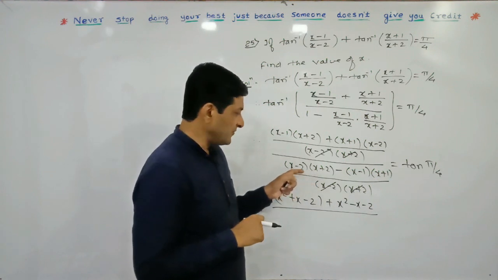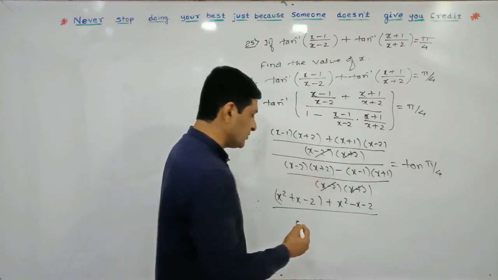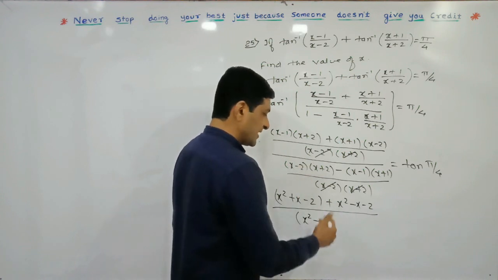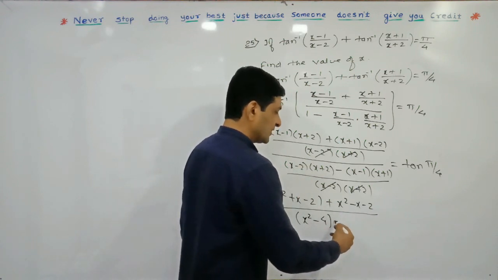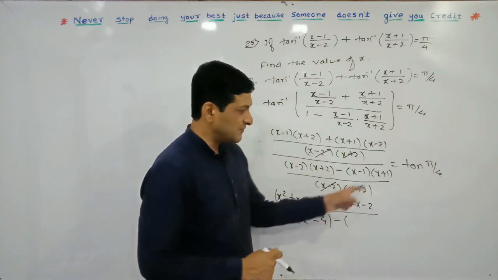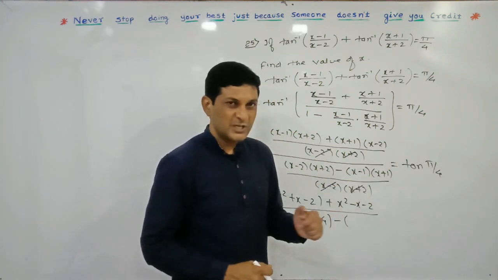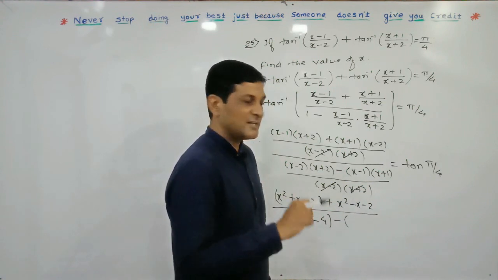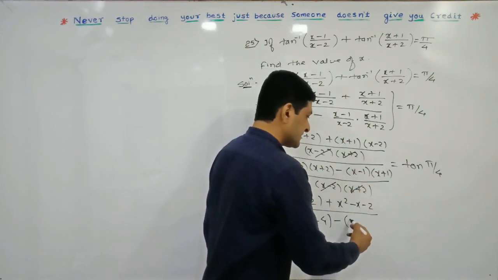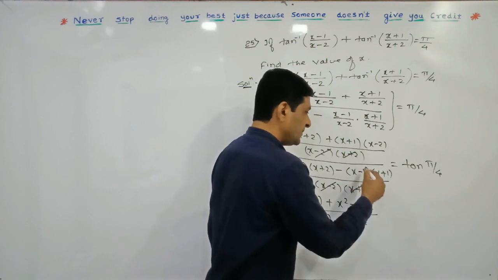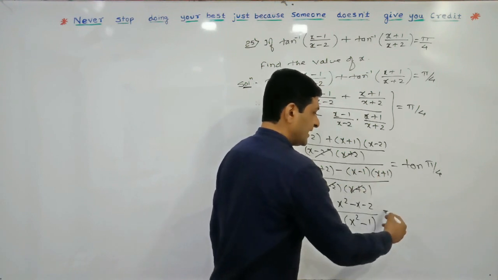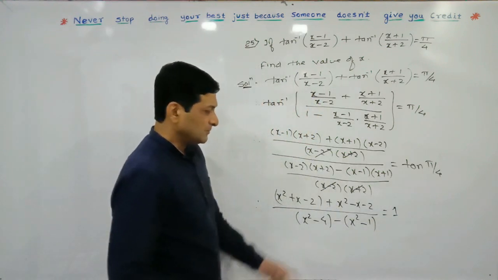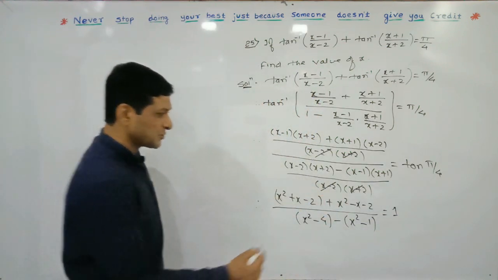Now take the product of these two brackets. Terms are in the form of (a minus b) into (a plus b). We know that its product is a square minus b square, means x square minus the square of 2, which is 4. Minus, here also terms are in the form of (a minus b) into (a plus b). What is the product of (a minus b) into (a plus b)? It's a square minus b square. a square means x square, minus b square means the square of 1 is 1. And on this side, tan pi by 4 can be replaced by what? 1.